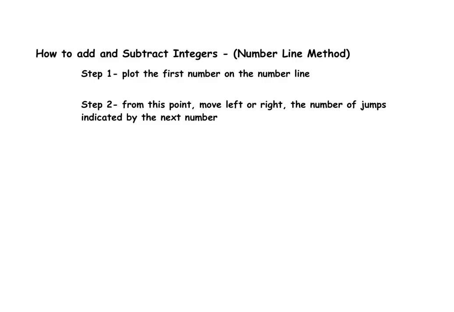Well, it goes like this. My first step is to plot the first number on the line. I'm going to start with my first number wherever it is. Then, from that point, we're either going to move right or left the number of jumps indicated by the next number. Okay, we're going to move left when my next number is negative, and we're going to move right when my next number is positive. Again, this is for adding. Subtracting gets a little different. We'll talk about some strategies we can do there. But for adding, left is negative, right is positive.